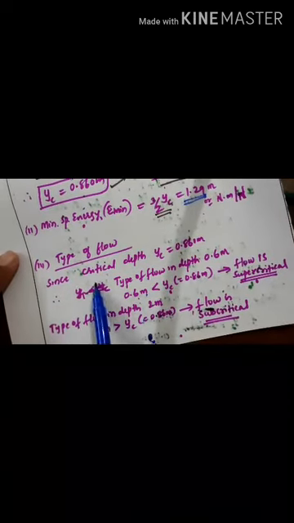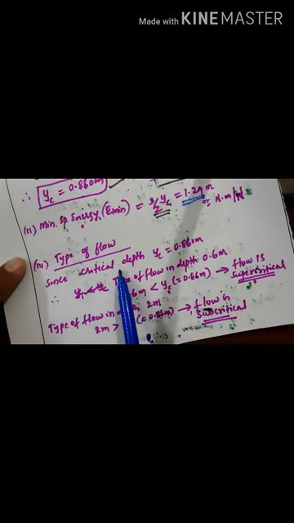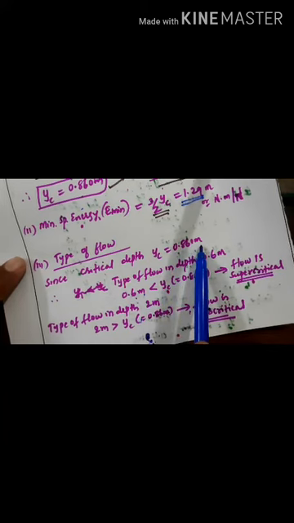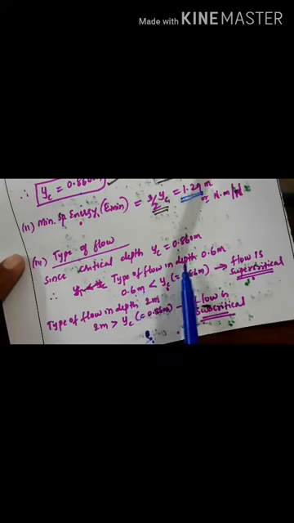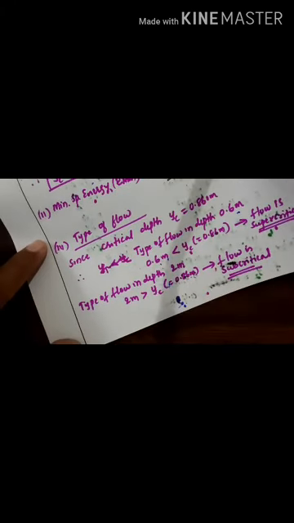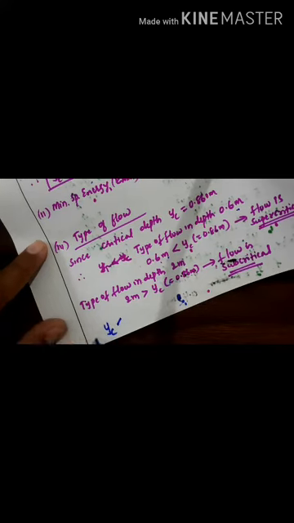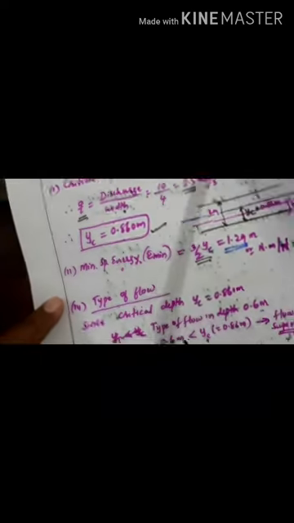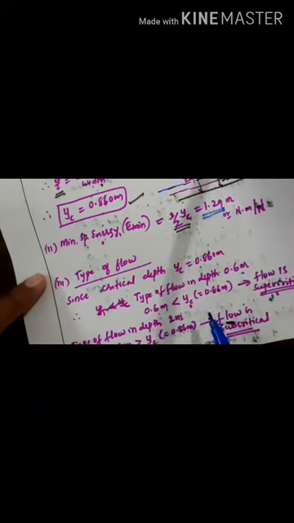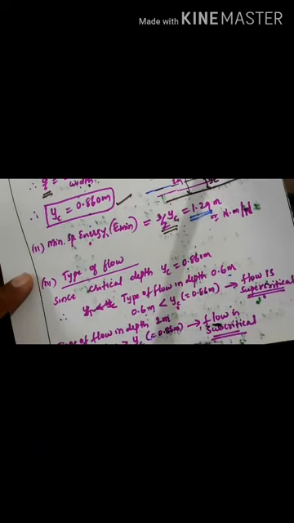Then the type of flows. So how to write the type of flow here? Since the critical depth yc of 0.86 meter is obtained, then the type of flow in depth 0.6 meter: so yc is how much? 0.86 meter. Then we can write y1 is less than yc and yc is less than y2. You can take 0.6 meter as y1 and 2 meter as y2. Y2 is more than yc and y1 is less than yc.